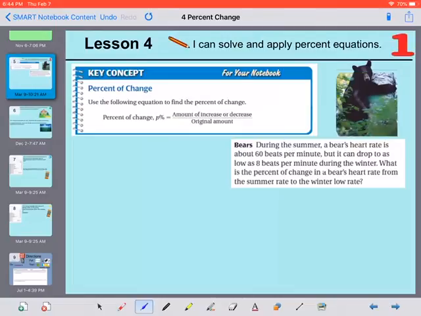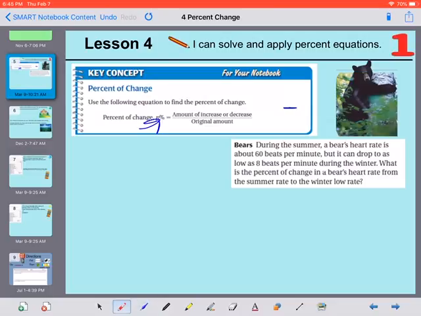Hello, today we are doing lesson 4, which is I can solve and apply percent equations. Today we're looking at percent change. So we have this formula that we're using. To get our percent as a decimal, we need to figure out how much we are increasing or decreasing. So usually your original minus your total, so we're adding or subtracting, and then divided by always our original amount.